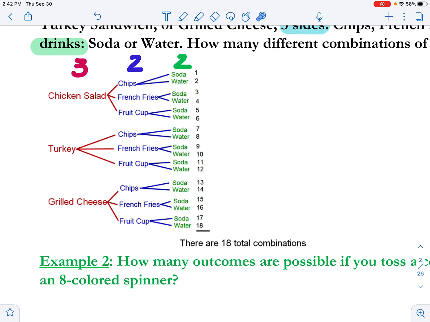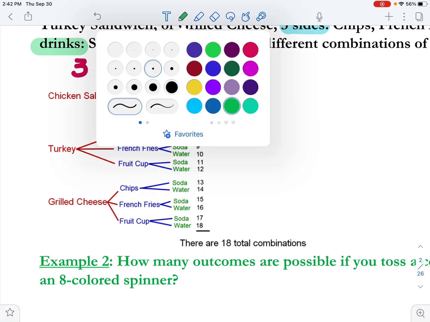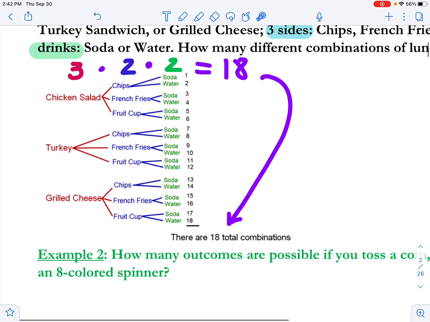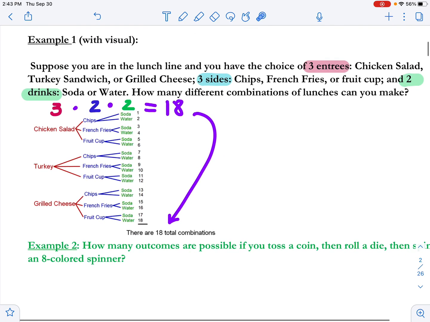And what you choose for a side doesn't have any effect on what you choose for a drink. These are independent events. And because they're independent events, the basic counting principle says we can just take the number of options for each of them, multiply them together, and we'll get the total number of combinations. So the basic counting principle takes away this necessity. We don't have to draw out this tree diagram. It's way faster to just take the number of options for each choice, for each event, multiply them together, and then we get the total number of combinations, okay?